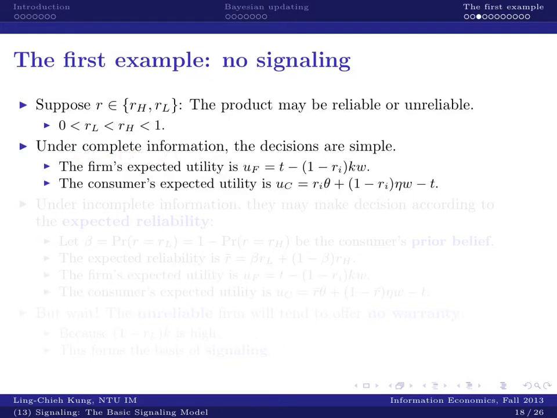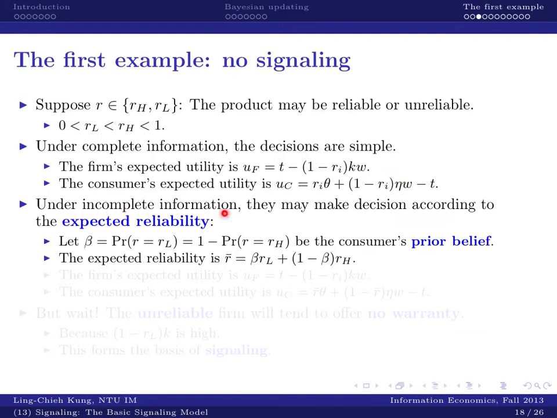Suppose we have a complete information case, then the decisions can be made easily. This is the case where the manufacturer's type, or the reliability, is observable by the consumer. So in that case, for the firm's expected utility, we simply change R to be RI, where I can be either L or H. And the consumer can observe the type, so the consumer makes decisions according to whether R is high or low. And this decision can be made just as when there is only one type of manufacturer.